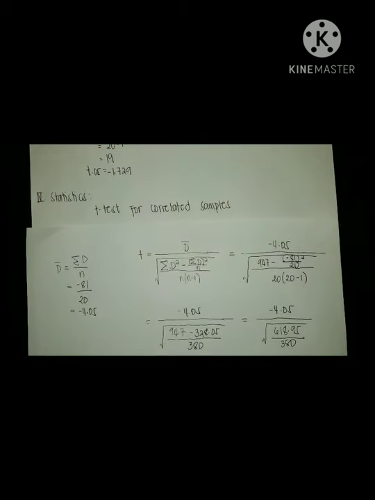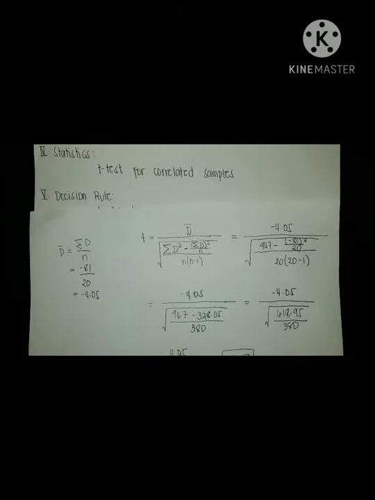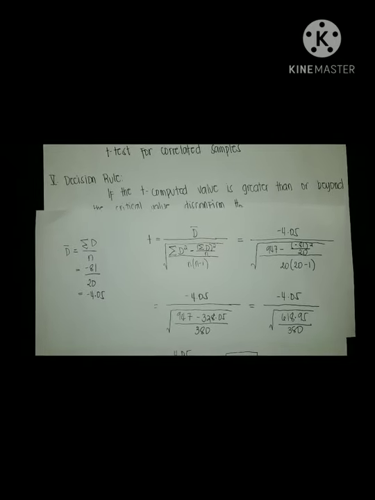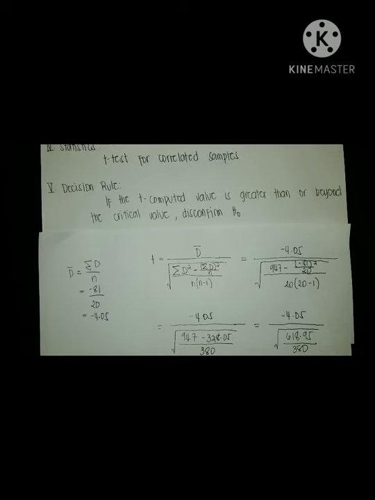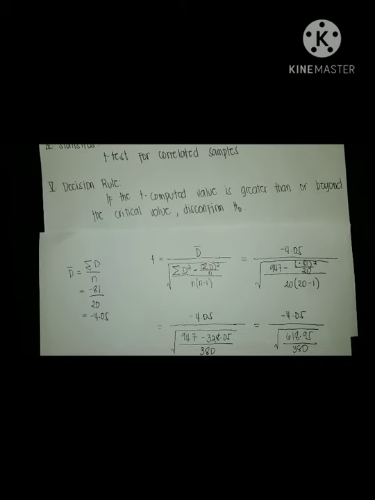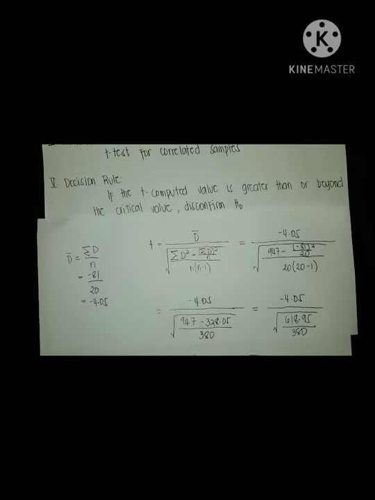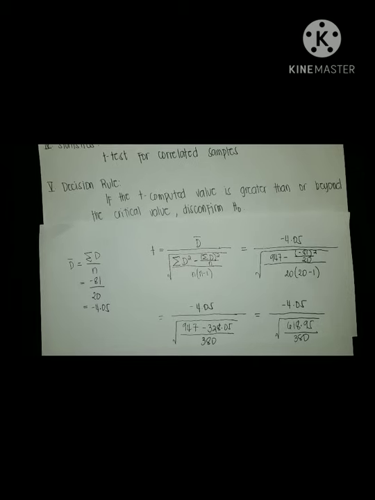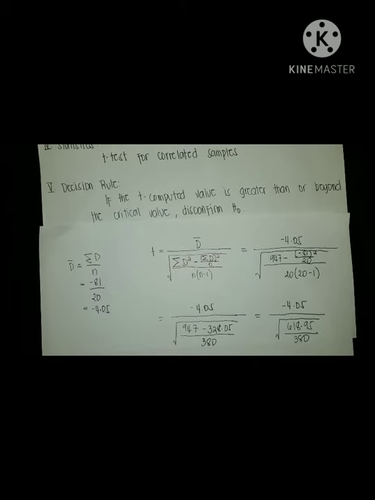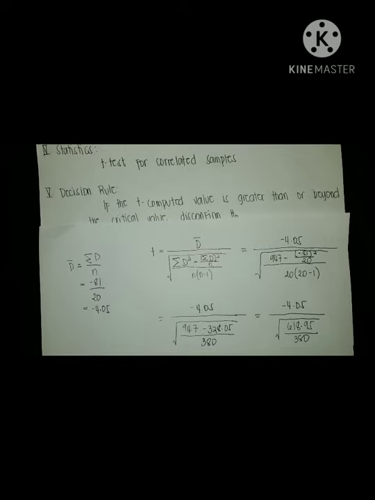It is because this is a one-tailed test. There is only one tail. Then it's now time for us to have the decision rule. If the t-computed value is greater than or beyond the critical value, this disconfirms H0 or the null hypothesis. To find out if the t-computed value goes beyond the t-tabular value, let us illustrate it.